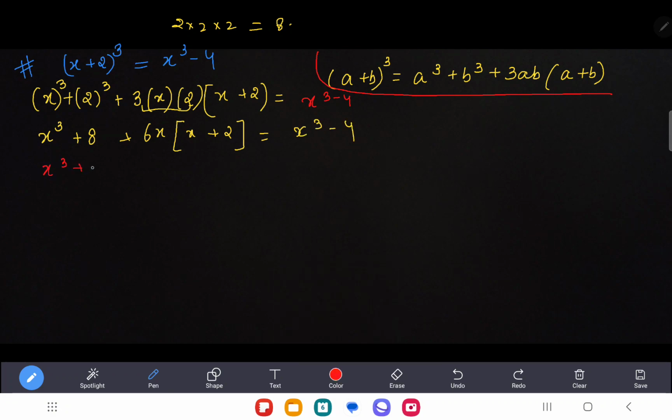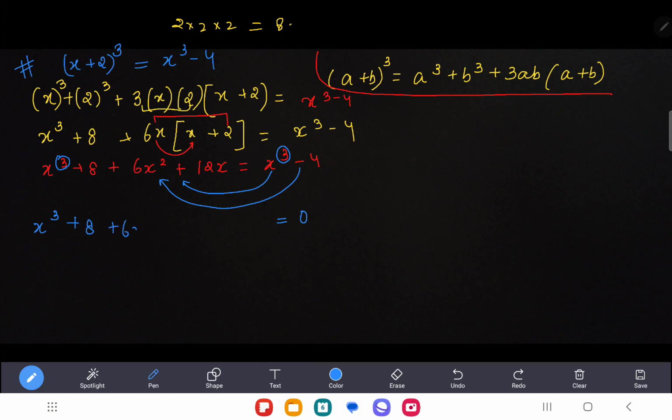So we will have x cube plus 8, and 6x times x shall be 6x square, plus 6x times 2 shall be 12x. And it shall be x cube minus 4. So bring down everything on the left hand side, because for now it seems to be a cubic equation because the power is coming out to be 3. But we have to be sure and we have to make 0 on one side. So I will have x cube plus 8 plus 6x square plus 12x minus x cube plus 4.